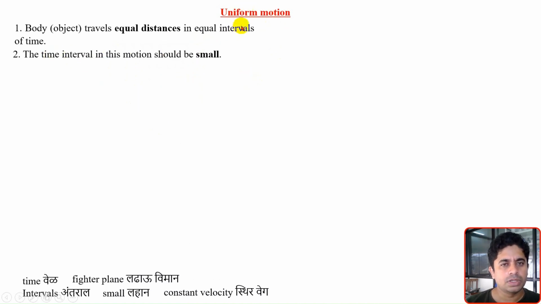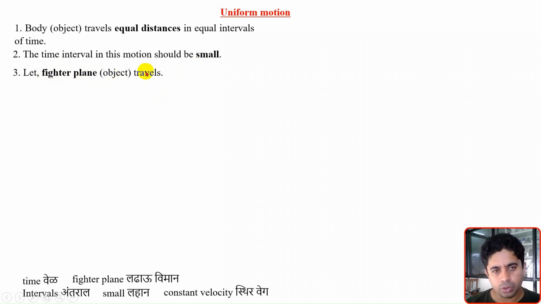One important thing for this uniform motion is that the time interval or time duration considered for the motion is very small. A very small magnitude of time interval is under consideration. Let us take an example. Suppose one fighter plane, we are considering it as an object, is traveling through the air, and we will consider the journey of that fighter plane to understand this uniform motion.